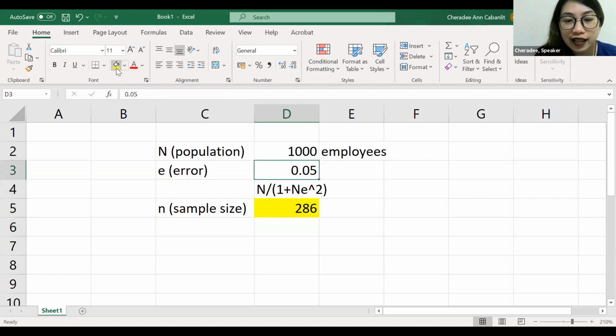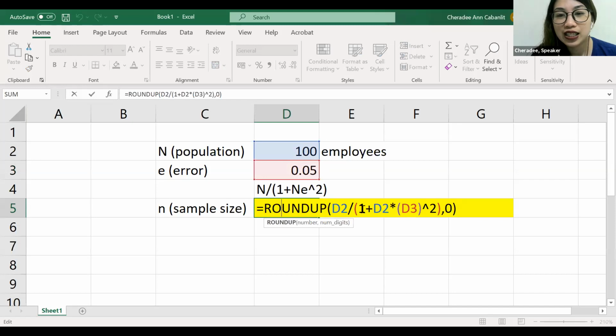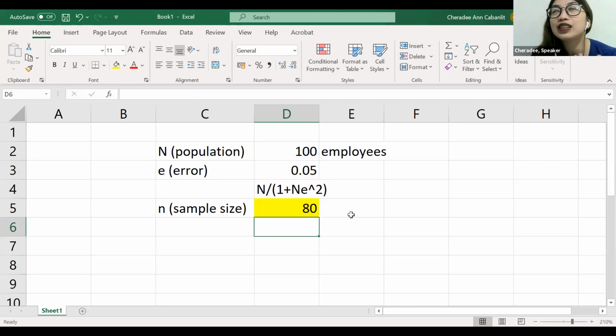Question: if it's 100, you just have to survey 80. See? That is why Slovin is not much used by companies, because it's almost 80% of the population. It's just like surveying all 100 employees, because only 20 are not applicable.